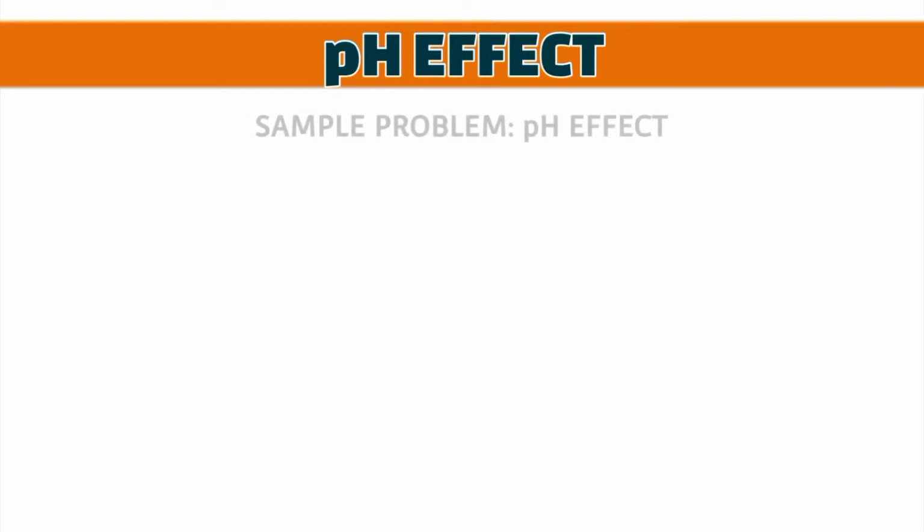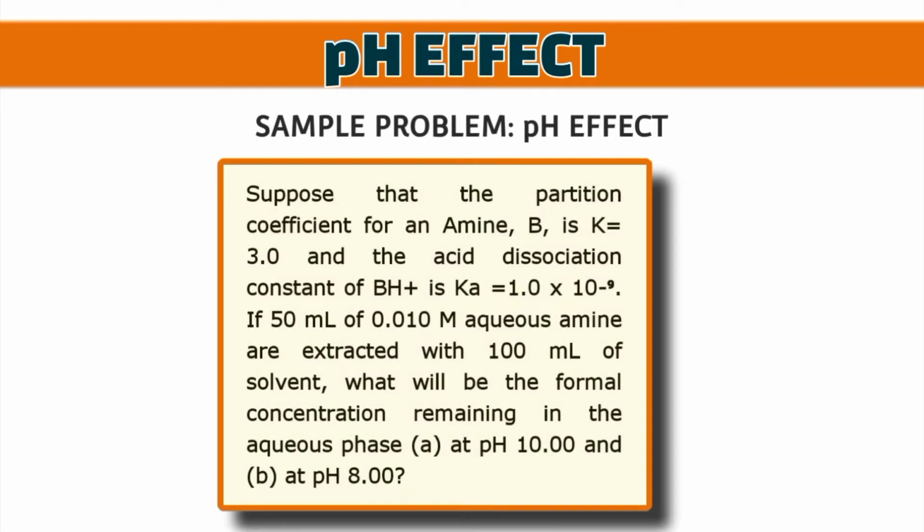Okay, now let us try a sample problem involving pH in solvent extraction. Here's the sample problem. Suppose that the partition coefficient for an amine, or B, is K equal to 3, and the acid dissociation constant of BH positive is Ka equal to 1.0 times 10 raised to the negative 9. If 50 ml of 0.010 moles of aqueous amine are extracted with 100 ml of solvent, what will be the formal concentration remaining in the aqueous phase? A, at pH 10, and B, at pH 8.